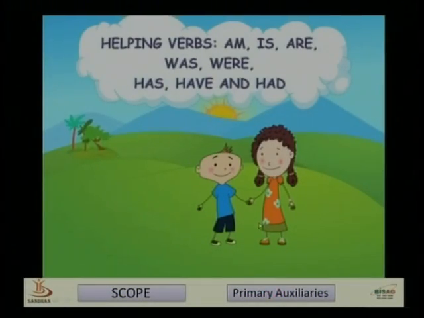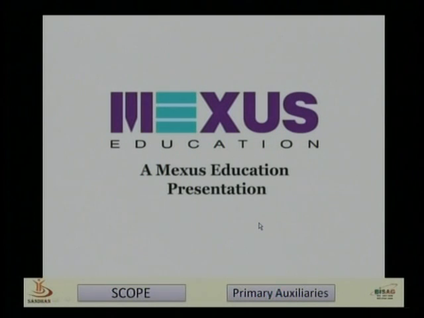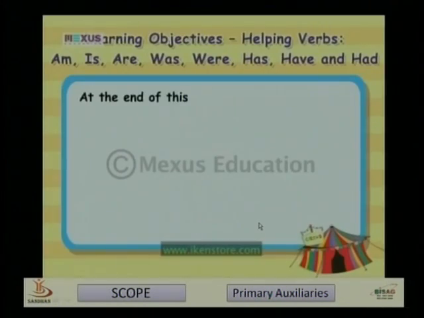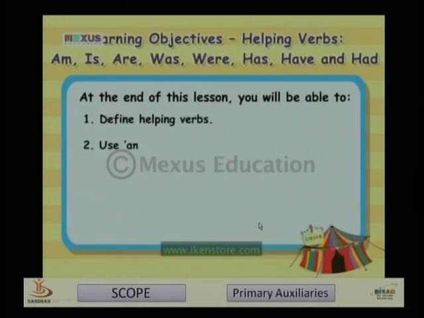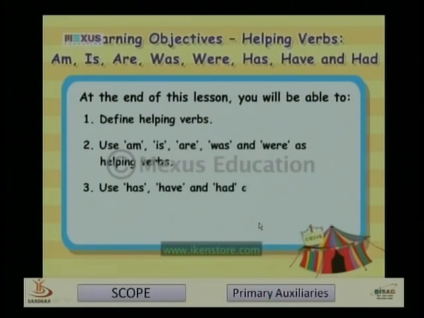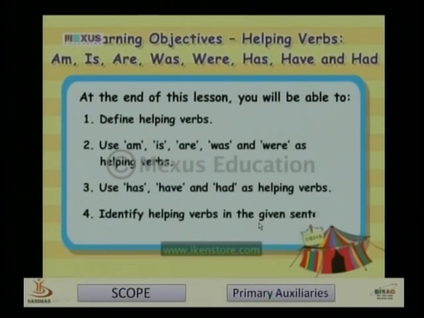Helping verbs am, is, are, was, were, has, have and had. At the end of this lesson, you will be able to define helping verbs, use am, is, are, was and were as helping verbs, use has, have and had as helping verbs. Identify helping verbs in the given sentences.